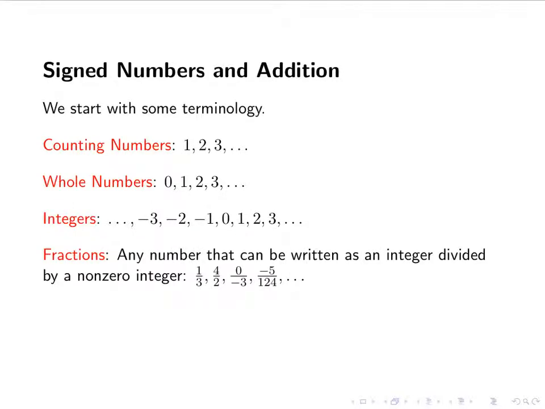Next we have fractions, and fractions are any number that can be written as an integer divided by a non-zero integer. So a third, 4 over 2, 0 over negative 3, negative 5 over 124, and the list goes on and on and on. And then we also have decimals, things that have a period, 0.23, 4.325, 0.00004, 8.7653828, and so on and so on.